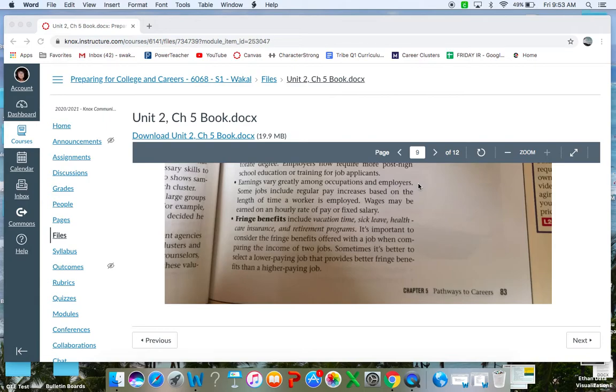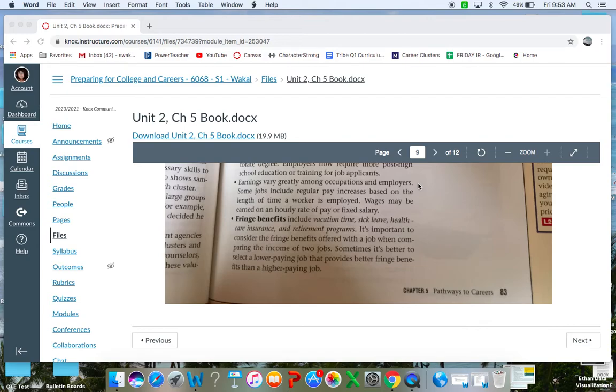Okay, another word to think about is fringe benefits. And this includes vacation time, sick leave, healthcare insurance, and retirement programs. It's important to consider the fringe benefits offered with a job when comparing the income of two jobs. Sometimes it's better to select the lower paying job that provides better fringe benefits than a higher paying job.